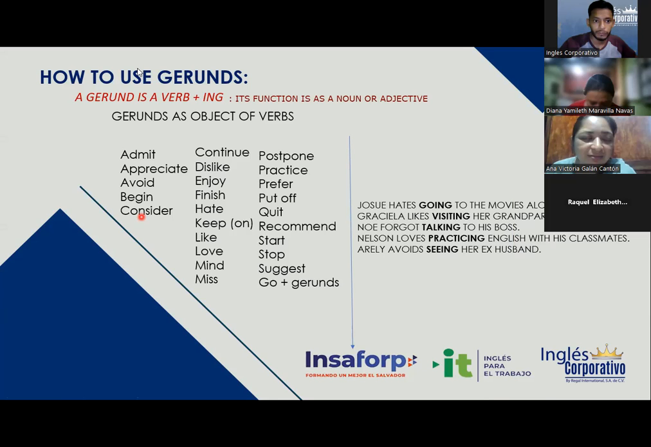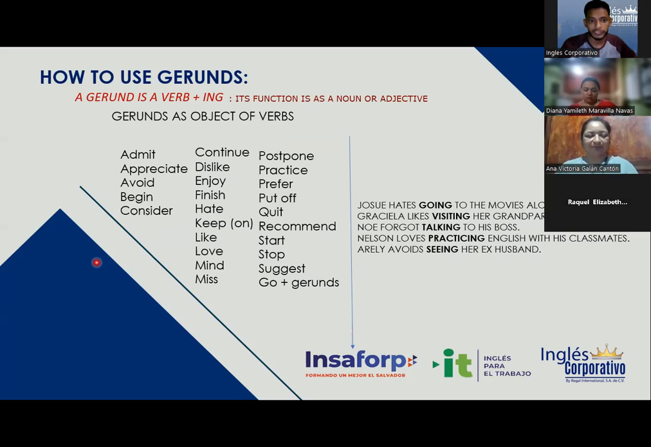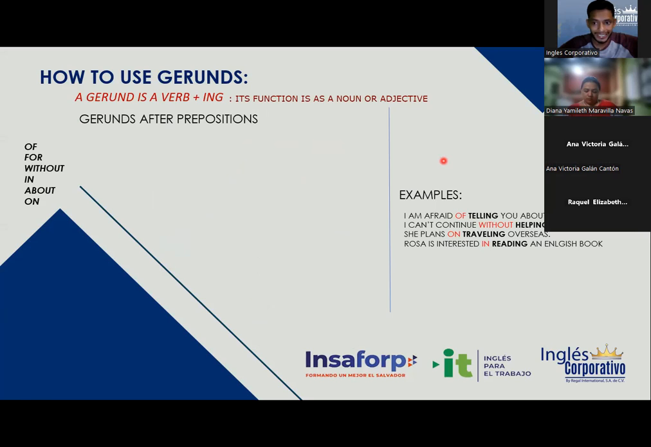There is one more, un uso más. Recordemos, remember. Usamos los gerundios como sujetos. Usamos gerundios después de un verbo específico, así como está acá. Y también usamos un gerundio después de ciertas preposiciones. The prepositions can be of, for, without, in, about, on, etc. Hay más. Gerunds after prepositions. Gerundios justo después de preposiciones.